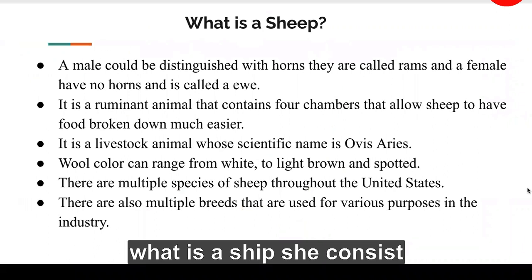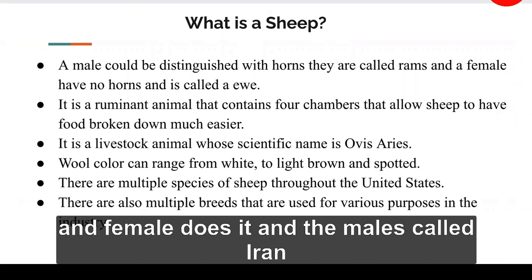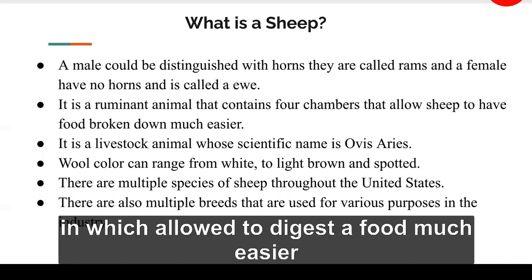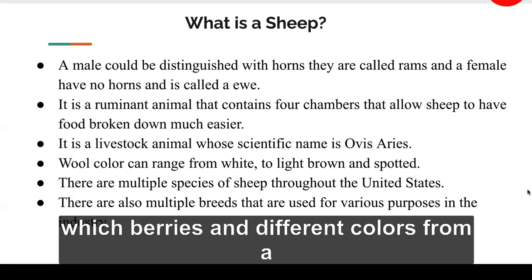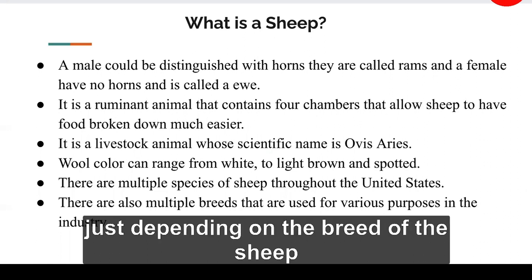A sheep consists of a female and a male, and the male has horns and the female doesn't. The male is called a ram and the female is a ewe. They have ruminant compartments, which allow them to digest their food much easier, and they are not carnivores. They have wool, which varies in color from a solid color to dark black to multiple colors, depending on the breed of the sheep.